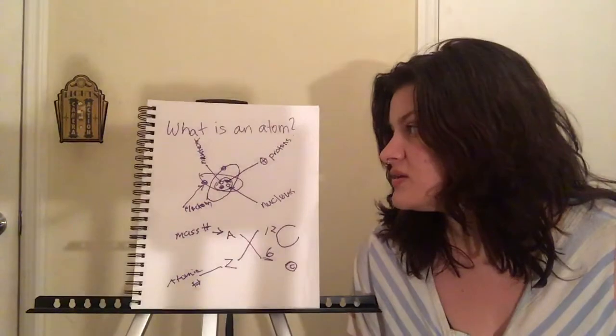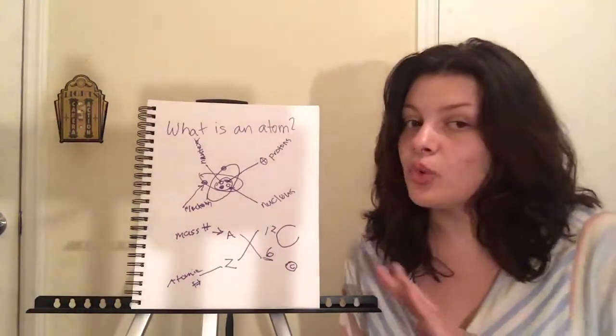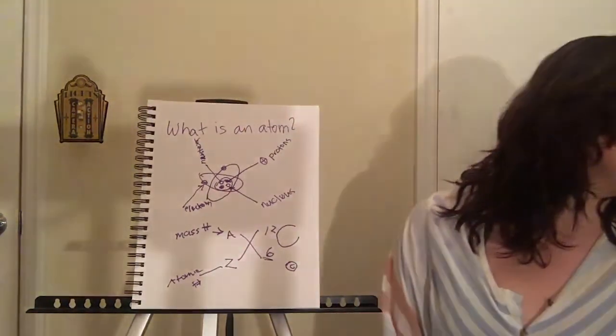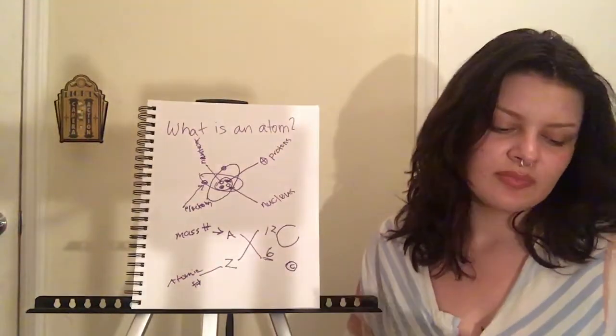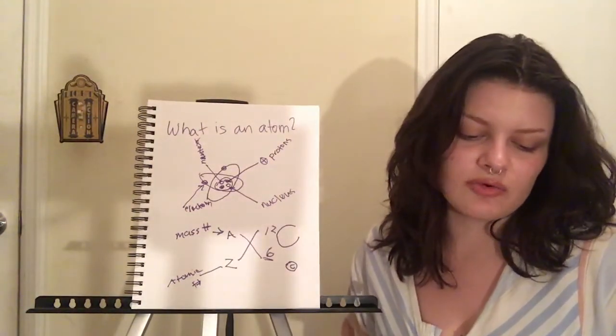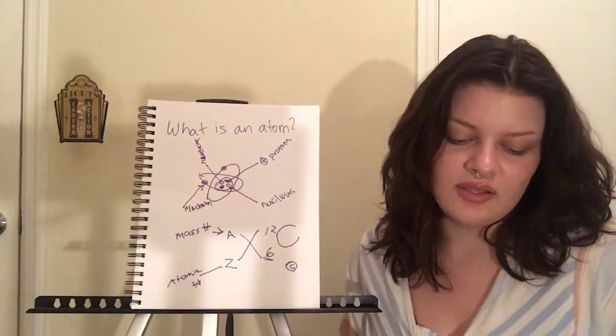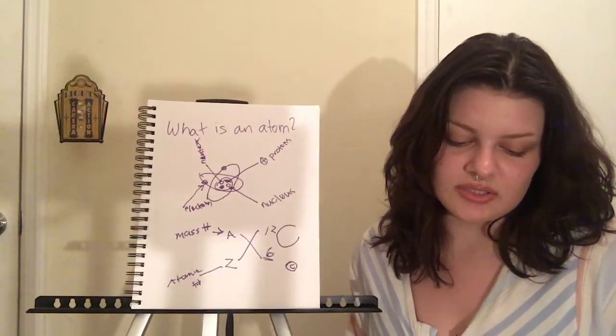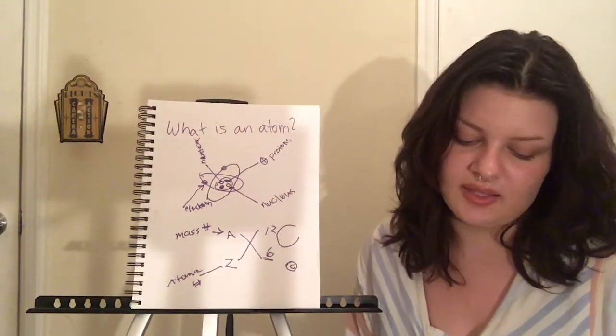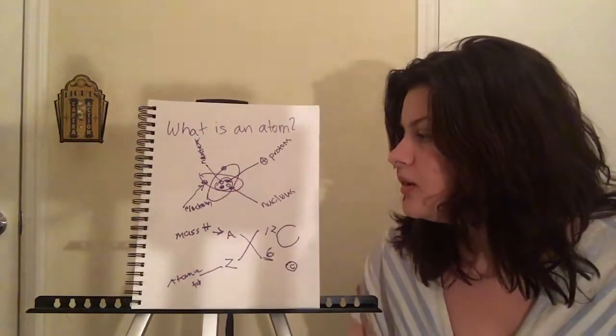Now to start, we have to answer what an atom actually is. And by definition, an atom is the smallest constituent of ordinary matter which can be divided without the release of electrically charged particles. And we can divide this into two parts.